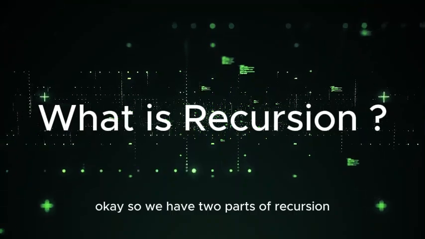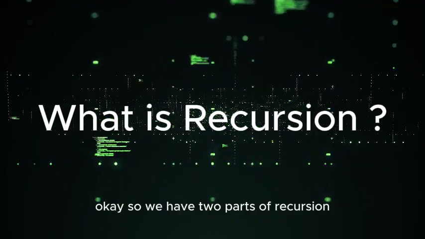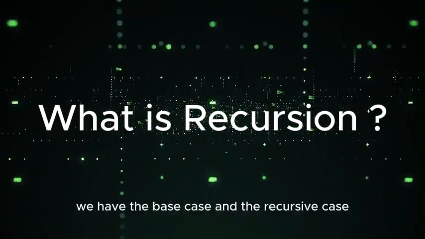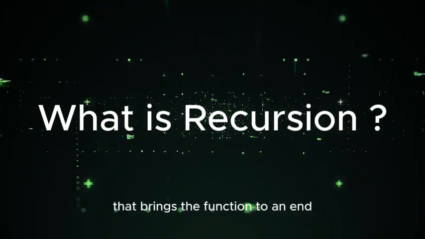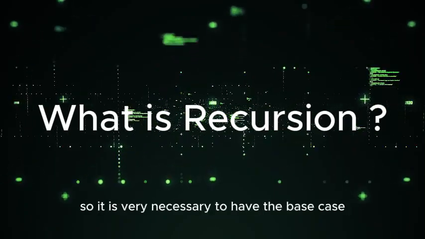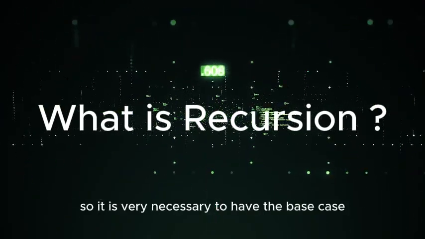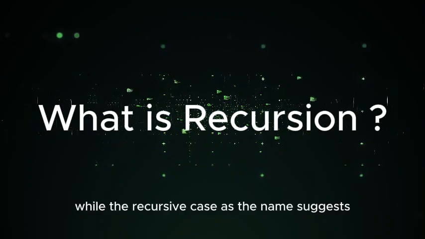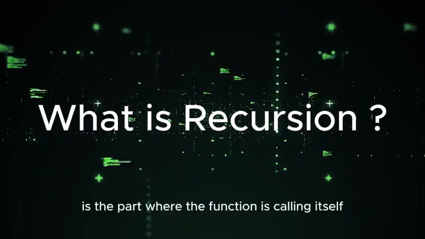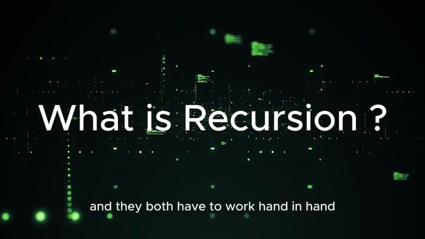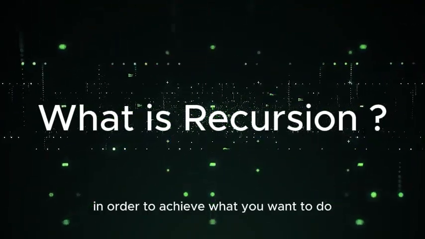Okay, so we have two parts of recursion. We have the base case and the recursive case. Base case is the part of the function that brings the function to an end. So it is very necessary to have the base case. While the recursive case, as the name suggests, is the part where the function is calling itself, and they both have to work hand in hand in order to achieve what you want to do.